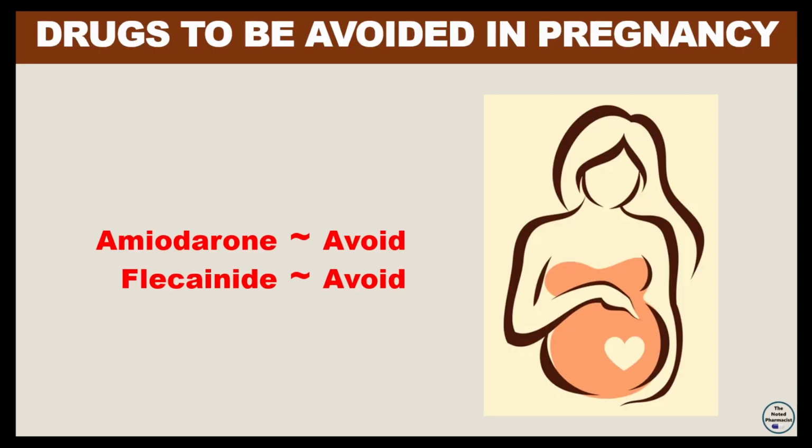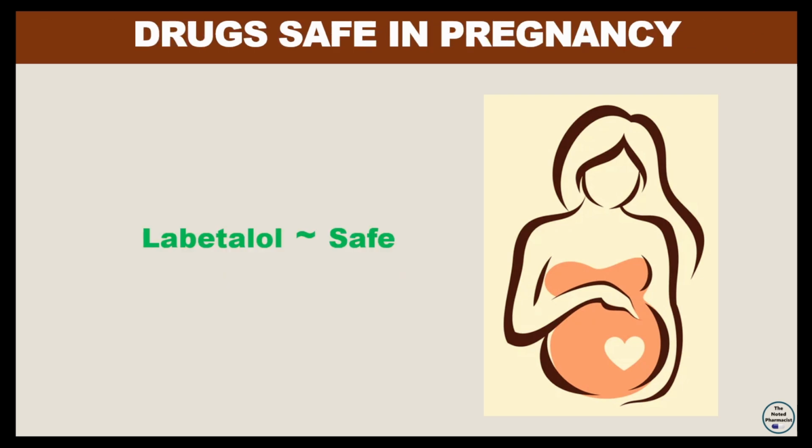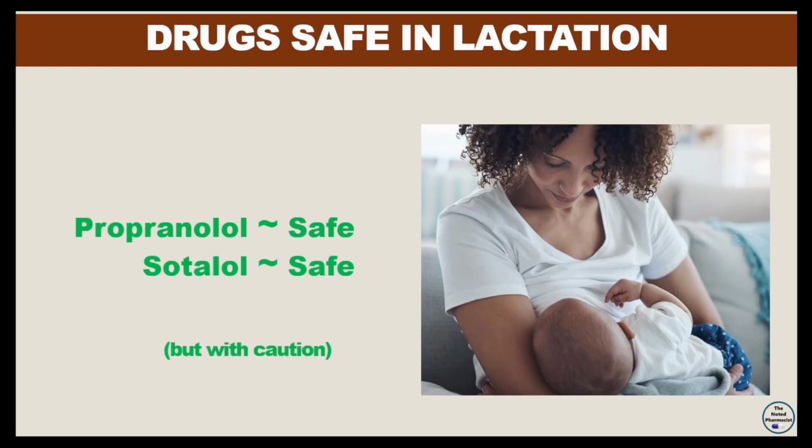Safety in pregnancy and lactation. Amiodarone and flecainide are relatively contraindicated in pregnancy due to potential teratogenic effects, including fetal hypothyroidism and developmental delays. Beta blockers like labetalol are safer alternatives, particularly in managing arrhythmias during pregnancy. In lactation, drugs like propranolol and sotalol are generally safe, given their minimal secretion into breast milk.